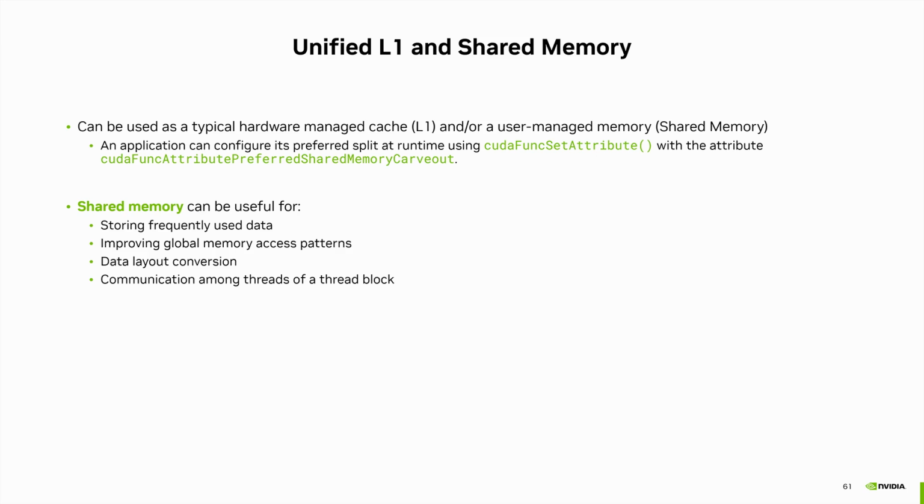Shared memory can be useful to store frequently accessed data in our thread block. It can be used again to improve global memory access patterns. And most importantly, it can be used to exchange data between threads in our thread block.